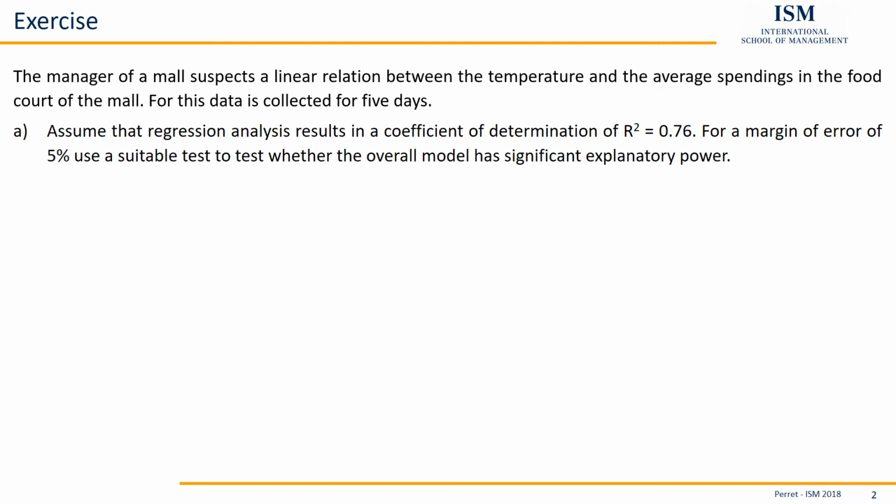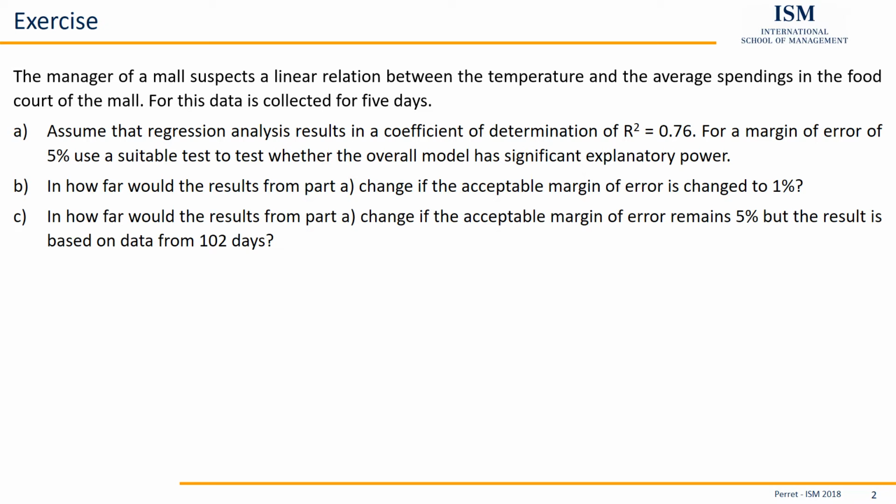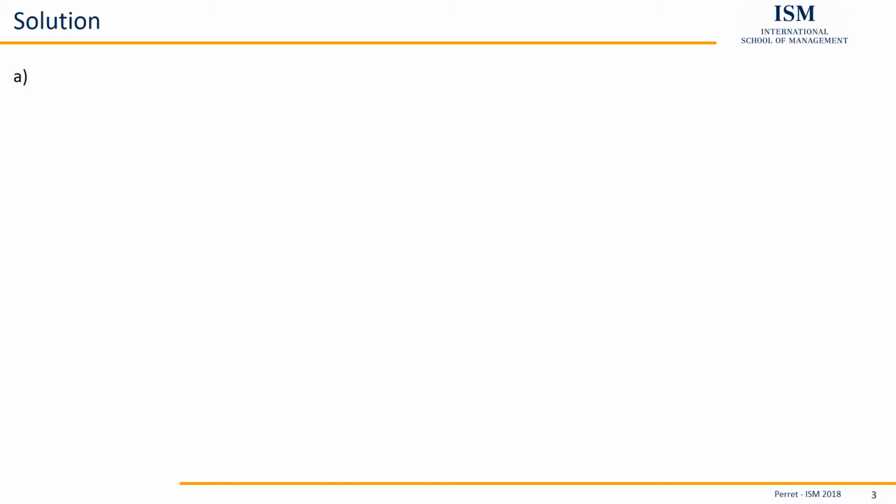Okay, that's part A. Part B, in how far would the results from part A change if the acceptable margin of error is changed to 1%? In part C, in how far would the results of part A change if the acceptable margin of error remains 5%, but the result is based on data from 102 days? Let's first have a look at part A.